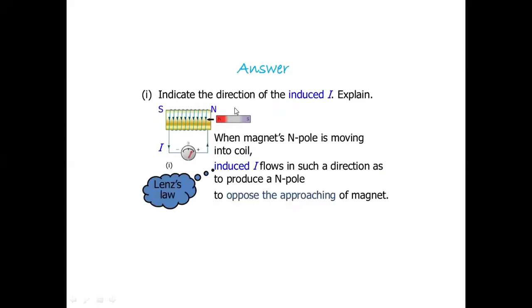Indicate, for the first one, the direction of induced current. What is the direction of induced current? When the magnet's north pole is moving into the coil, that end will become a north pole to oppose the motion. So induced current will flow and the north pole will be generated. Lenz's law. So it opposes the approaching of the magnet.